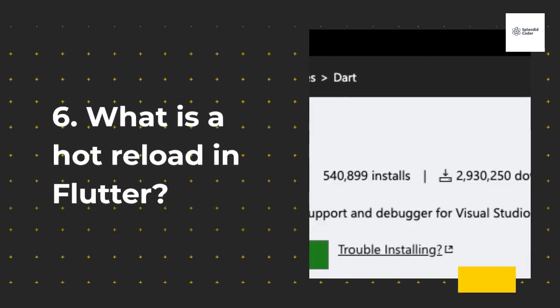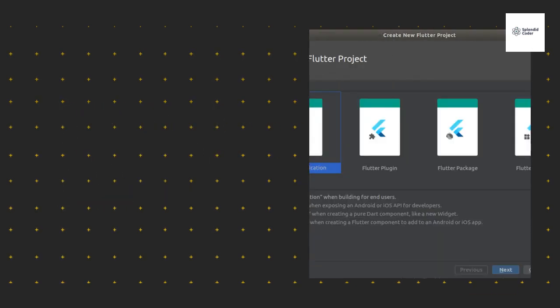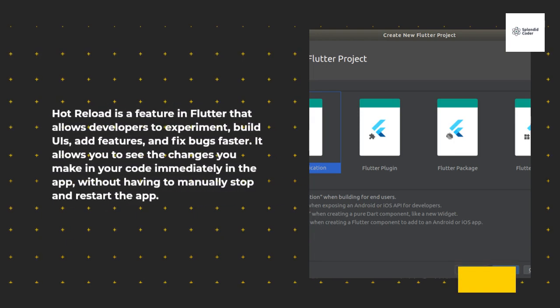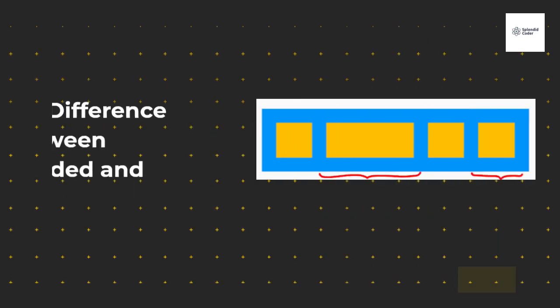6. What is a hot reload in Flutter? Hot reload is a feature in Flutter that allows developers to experiment, build UIs, add features, and fix bugs faster. It allows you to see the changes you make in your code immediately in the app, without having to manually stop and restart the app.